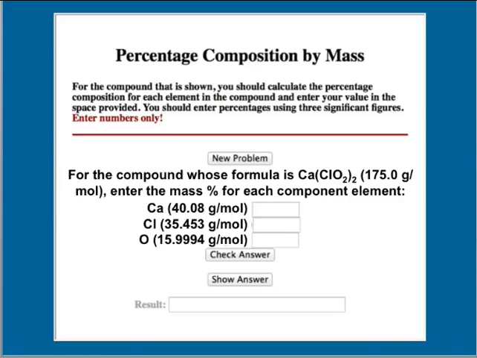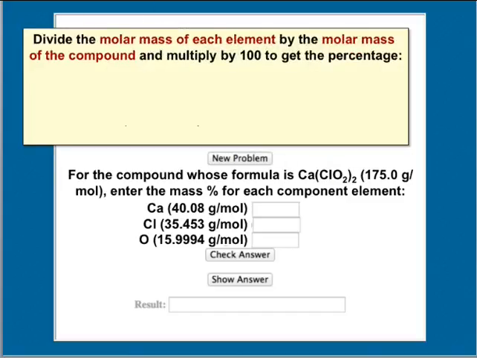This is calcium chloride, and it weighs 175. Calcium weighs 40. There's only one of them. So for calcium, you would take your 40, divide by 175, and that's 22.9%.